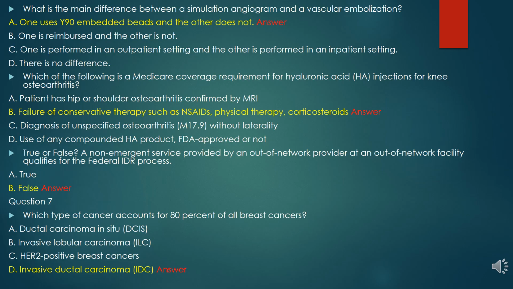Question 6. True or false? A non-emergent service provided by an out-of-network provider at an out-of-network facility qualifies for the federal IDR process. A. True. B. False.